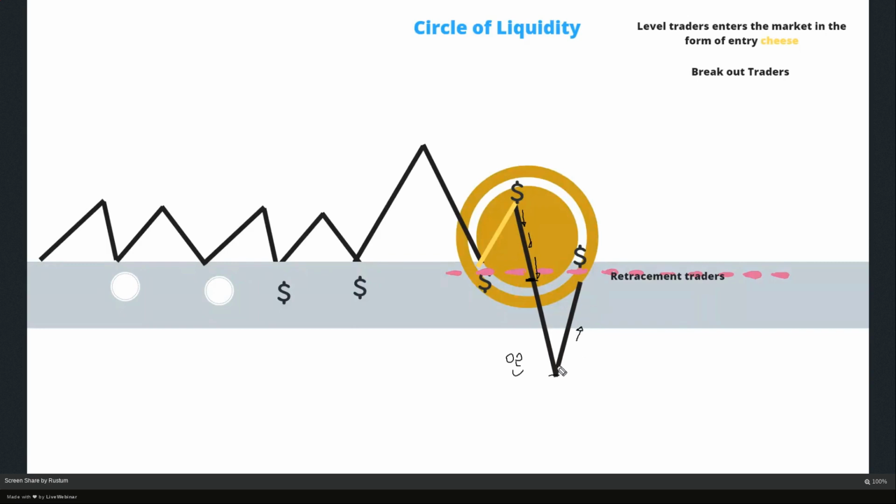Some of them wait just for their retracement and then hope that it just follows through. Others are waiting for a deeper pullback and waiting for the follow through to happen. But what we're saying here is that the level traders are in the market already based on that entry cheese there. The breakout traders are in the market there, and then also the retracement traders. So we have all three types of traders inside the market already before we start pulling the trigger. Now that's based on the circle of liquidity entry.